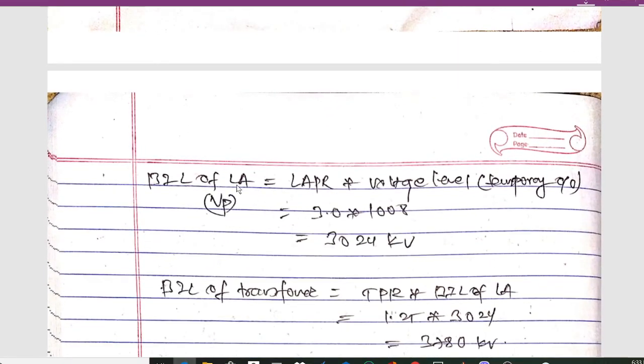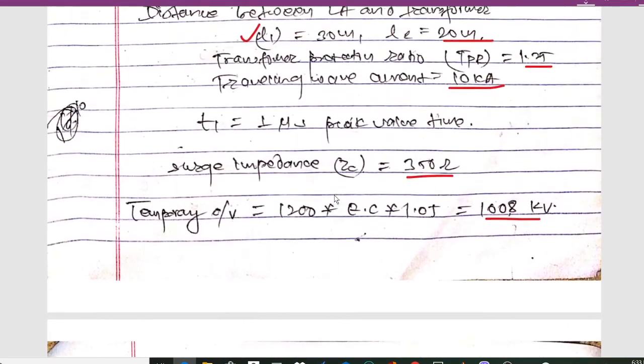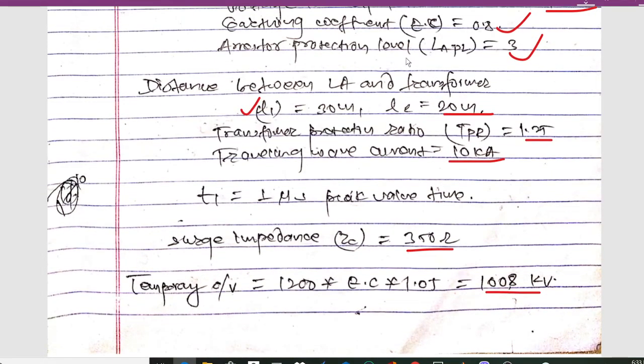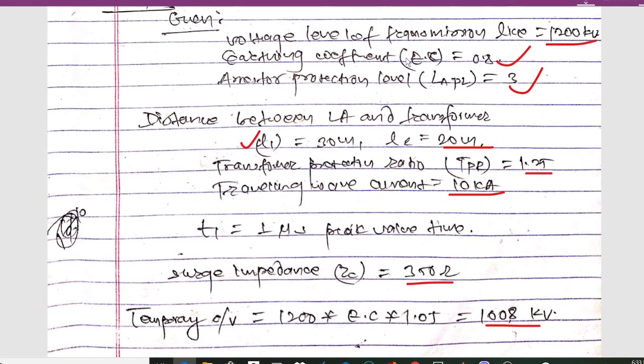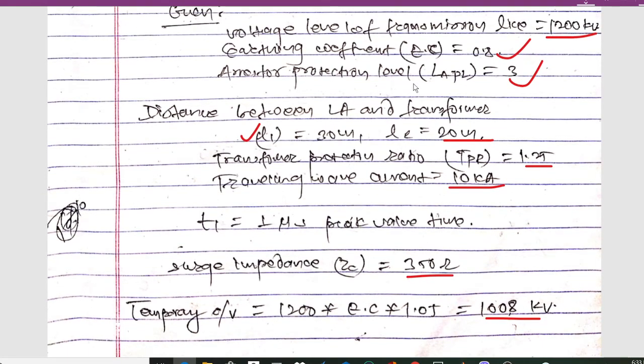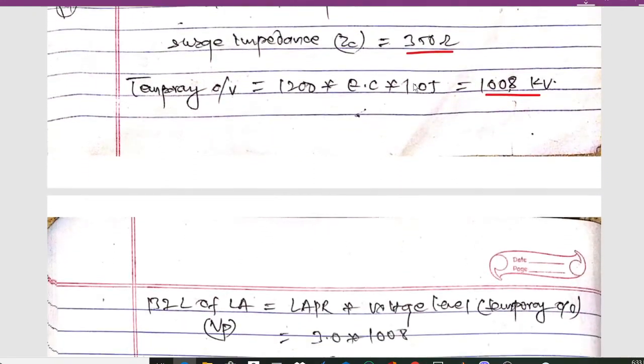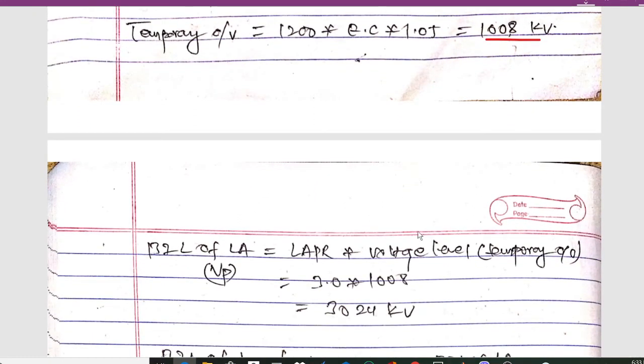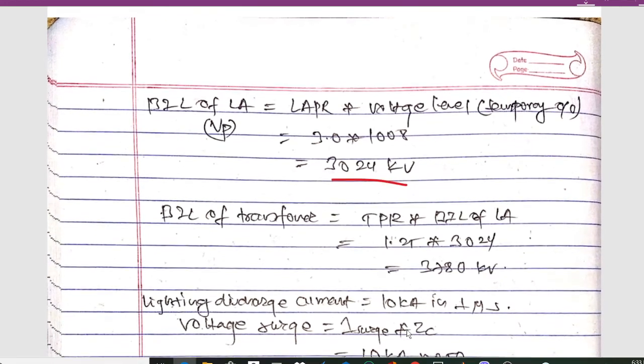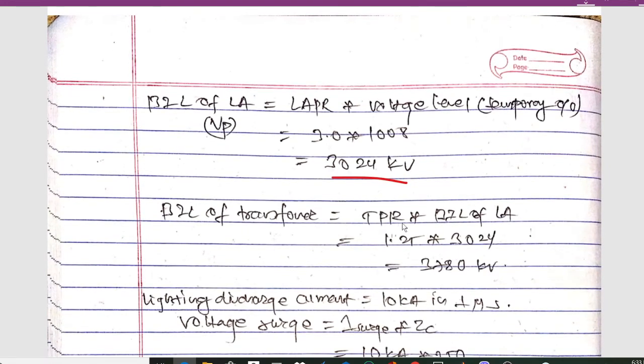Now the BIL of the lightning arrestor, means the LA protection level, here we have used these values: arrestor protection level into the voltage level, meaning the temporary over voltage. So 3 into 1008 will give 3024 kilovolt. And now the BIL of the transformer will be given as TPR, transformer protection ratio, into the BIL of the lightning arrestor. Here we have obtained the BIL of the lightning arrestor as 3024. So 1.25 into 3024 is going to give 3780 kilovolt.